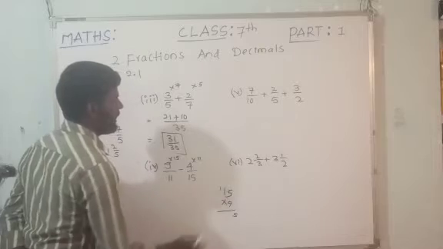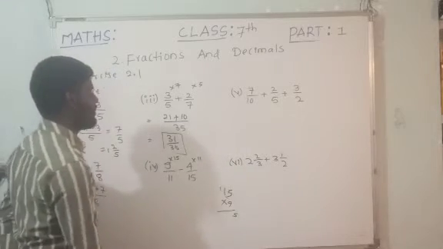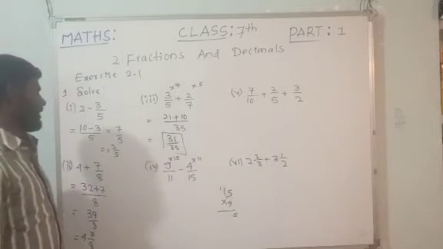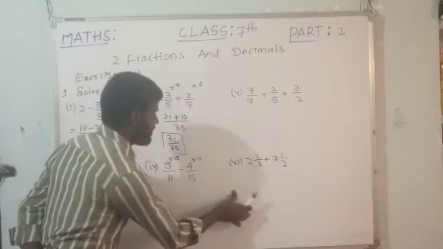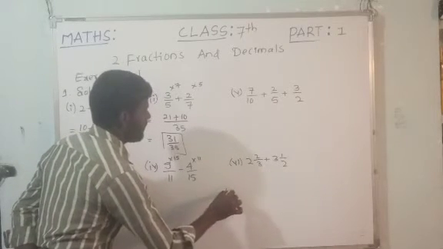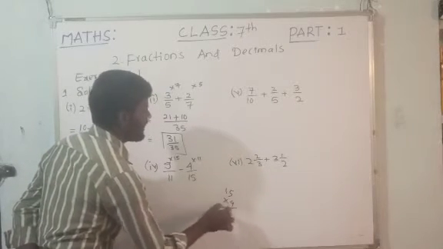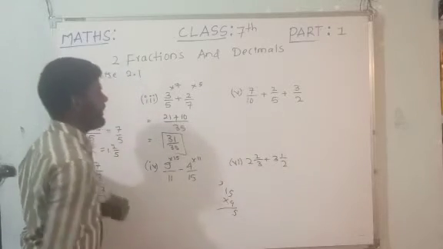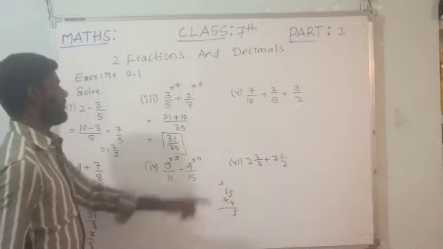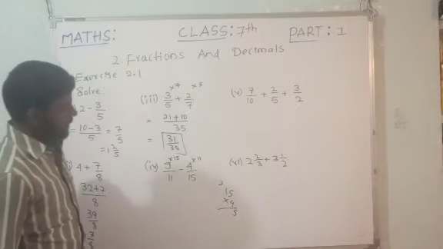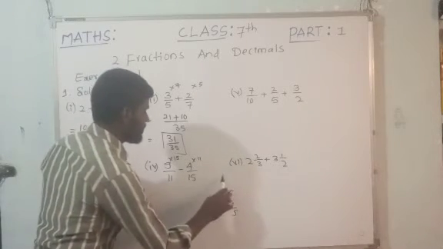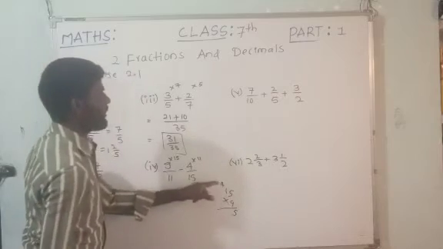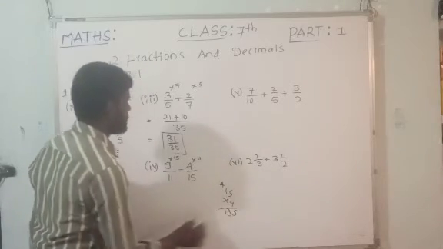9 5s are 45, 4 is carry. Then 9 ones are 9, 9 plus 4 is 13. That is 135.